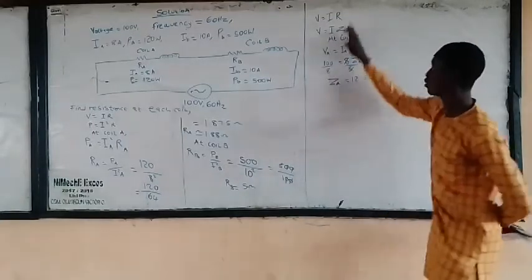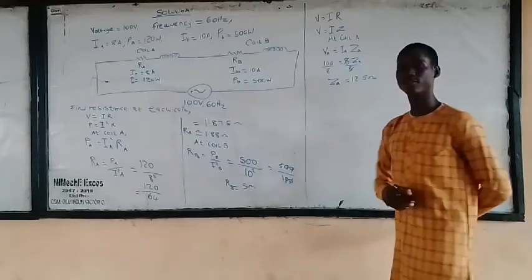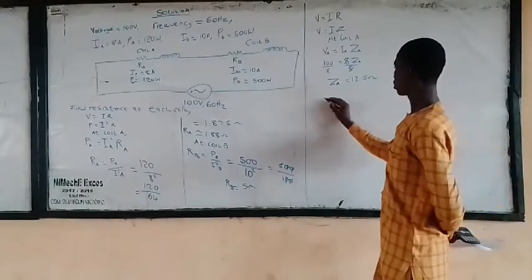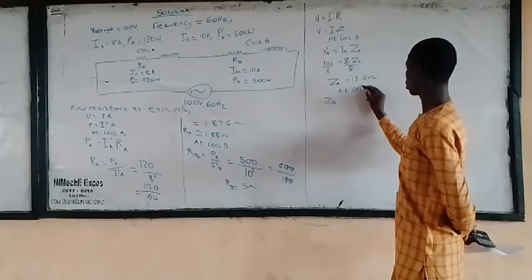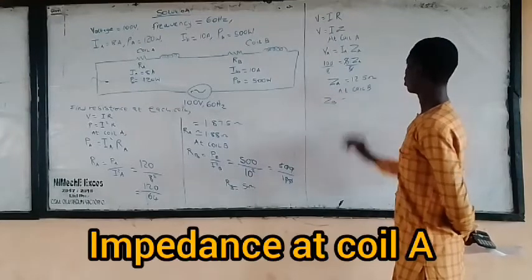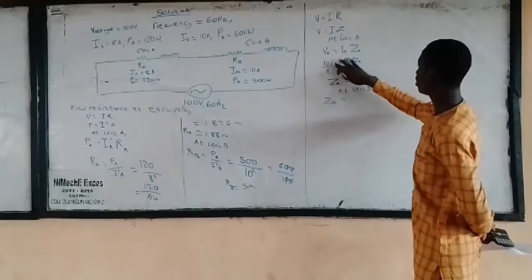Recall, impedance is also measured in what? Ohms. Ohms, ohms. That is why. Okay, we will do that again for coil B. So at coil B, impedance will be BA over IA.